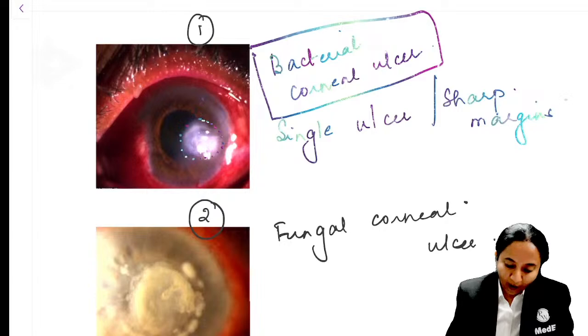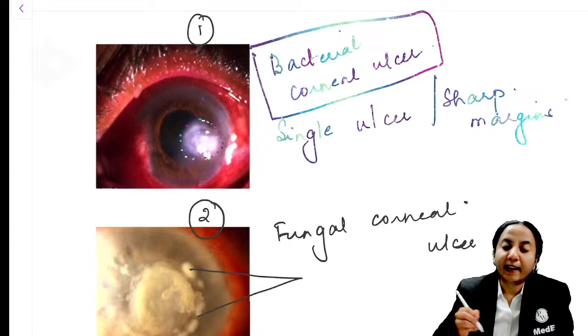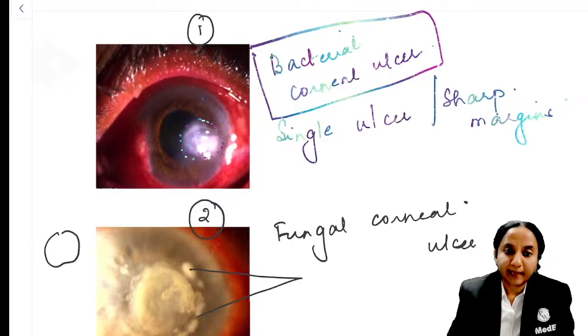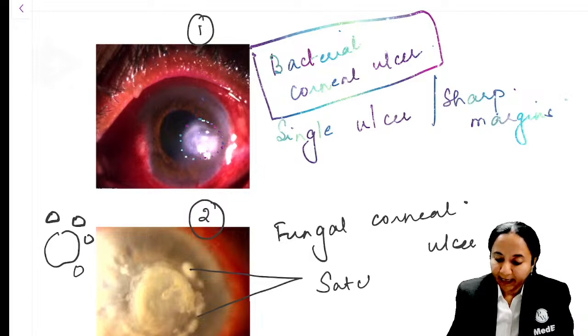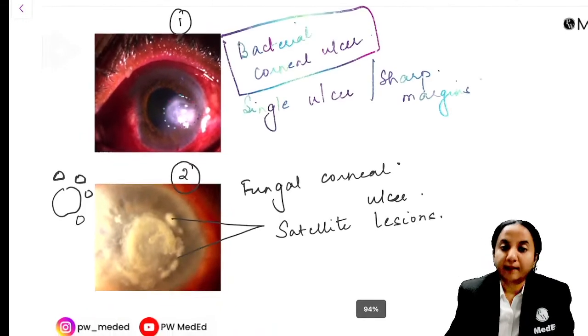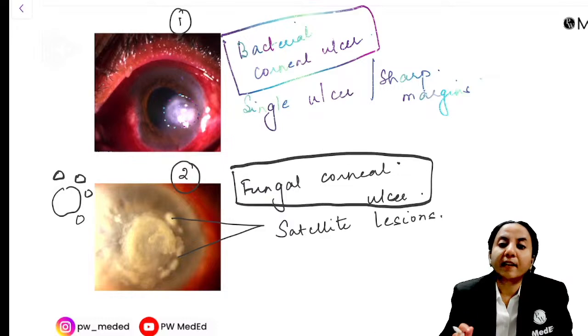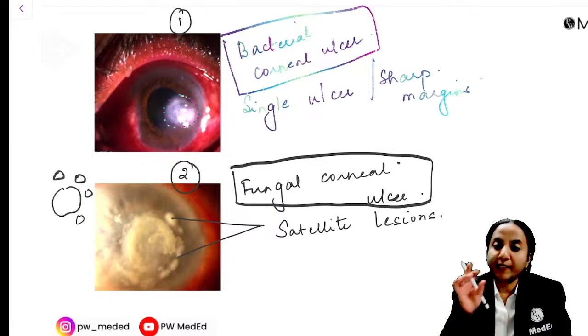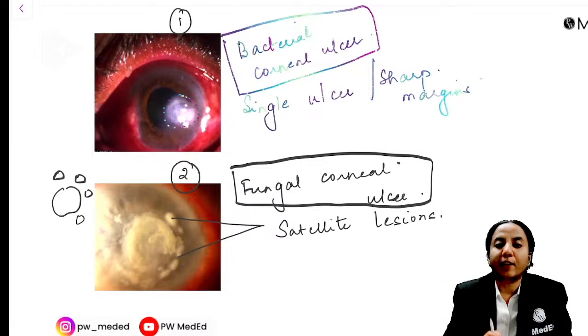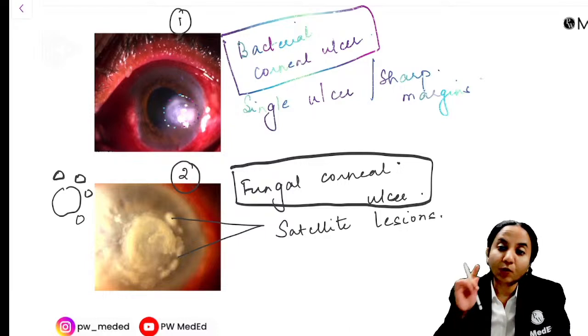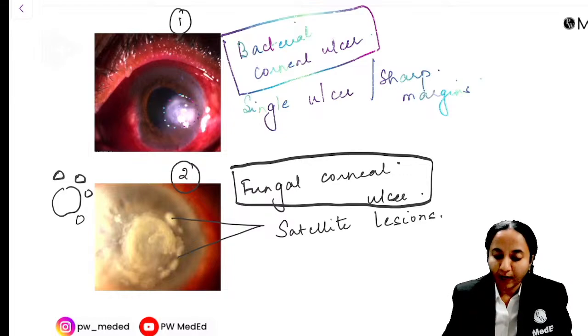Because see, here you have one large ulcer and then there are multiple small lesions. One large ulcer like this, and surrounding it there are smaller ulcers. These are called satellite lesions. Because of the presence of these satellite lesions, I am calling this a fungal corneal ulcer. So this can come as an image-based question also. If it is a fungal ulcer, more often than not, it will have satellite lesions, that is, smaller lesions which surround the main ulcer. And for bacterial, you will have a single lesion with very sharp or well-defined margins. If we remember this, we will be able to apply it to the image.